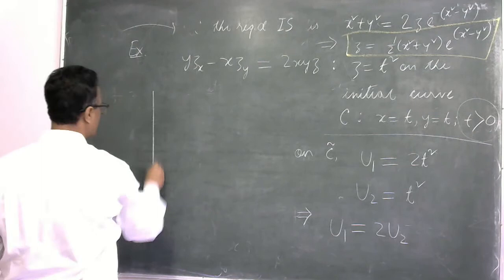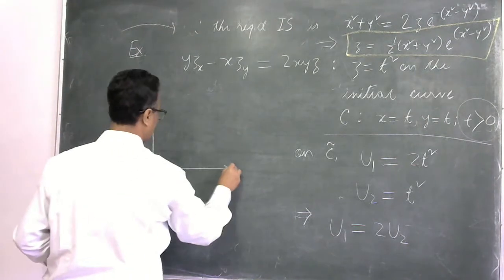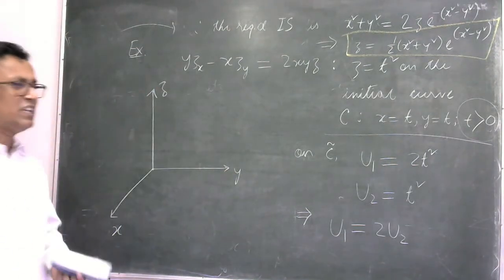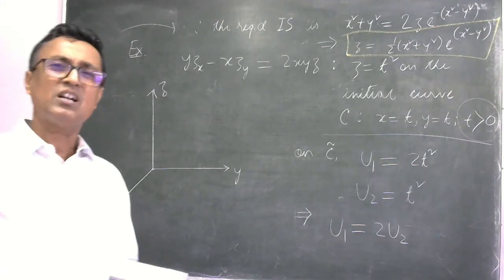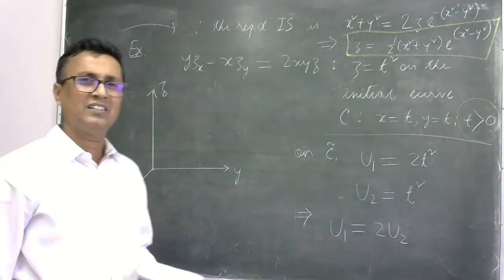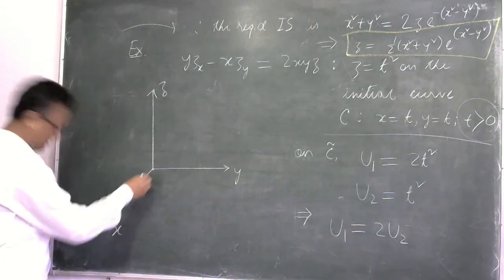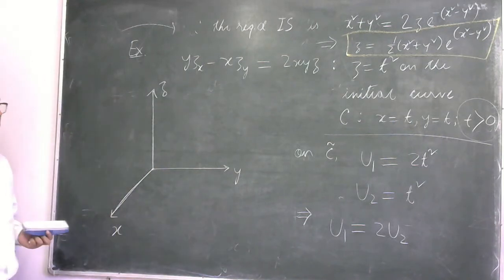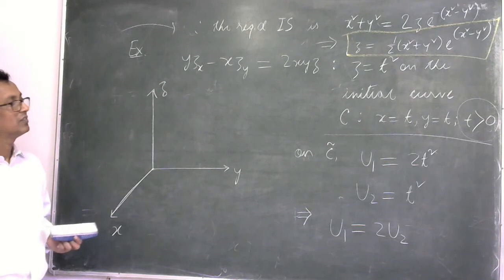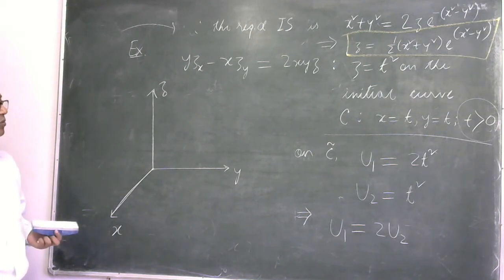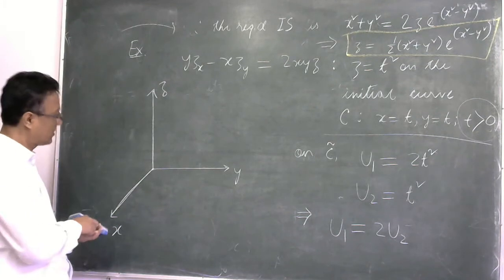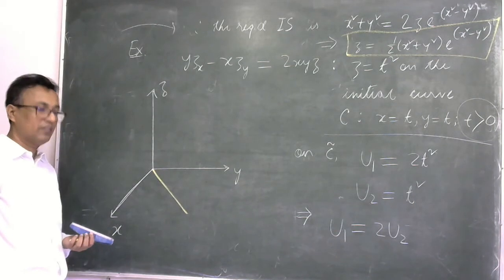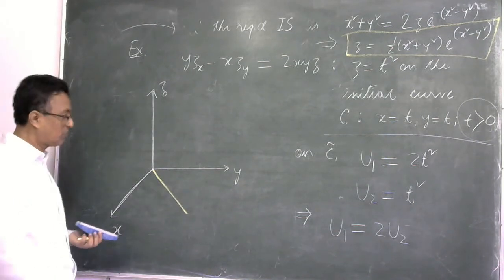So now just one thing. For this particular problem, can you tell me about the initial curve C on the xy plane? Suppose this is the positive x-axis, this is the positive y-axis. Y is equal to x. So it is going to be something like this, right? Is it okay?